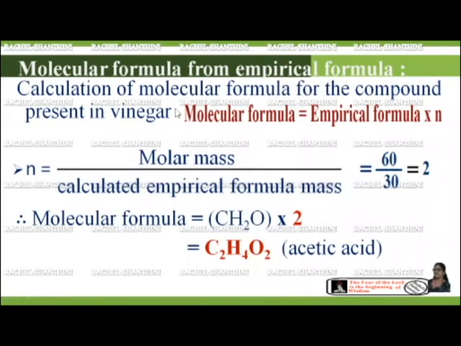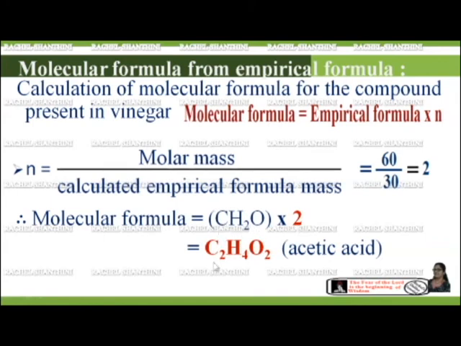Now let us calculate the molecular formula of the compound. The molar mass given in the problem is 60. So 60 divided by the calculated empirical formula mass, which we just calculated as 30. So 60 divided by 30 gives 2. Now we can write the molecular formula using the expression: molecular formula is equal to empirical formula into N. What is the empirical formula for this compound? CH2O. What is the value of N for this compound? 2. So CH2O into 2.